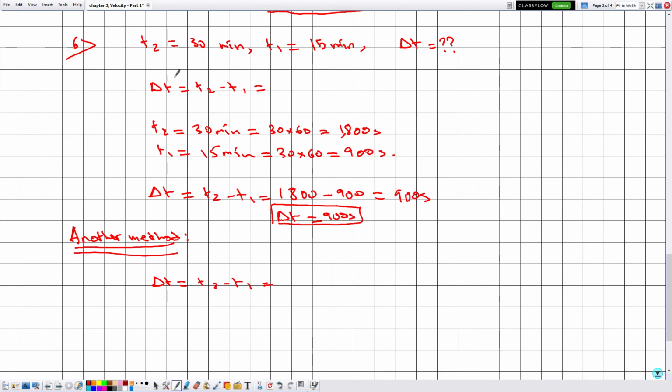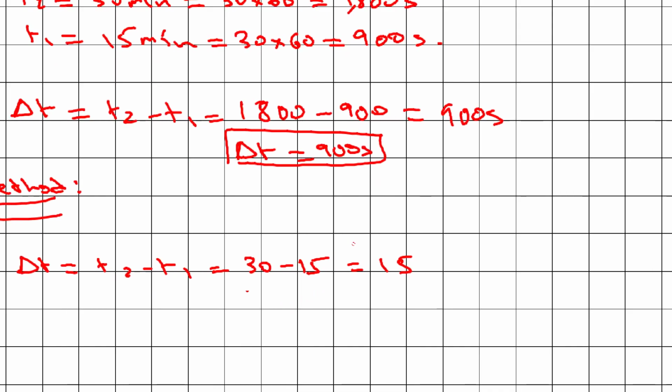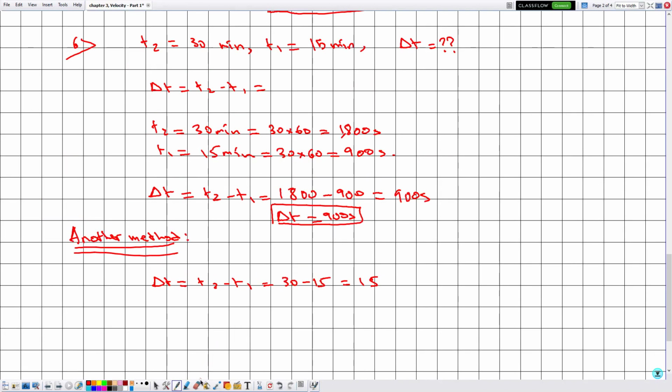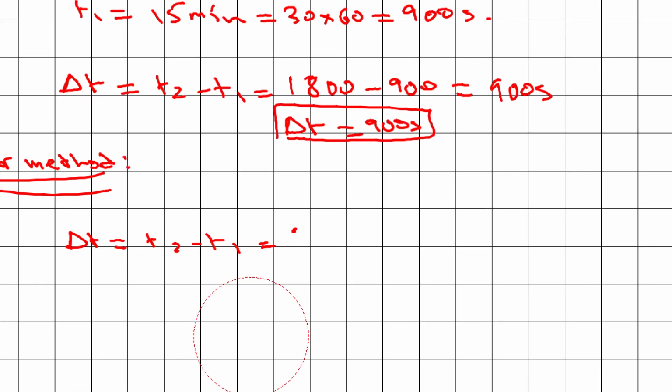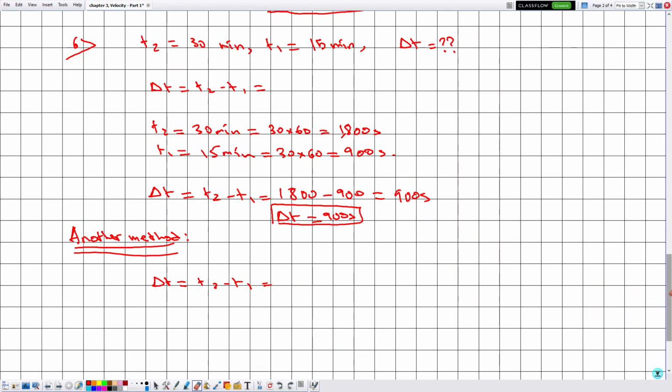We can replace T2 and T1 with their values, which are given in minutes. So 30 minus 15 will be equal to 15. Here I haven't done anything wrong because this is expressed in minutes. Let me erase. So what I have done here is 30 minutes minus 15 minutes. I didn't break the above rule.